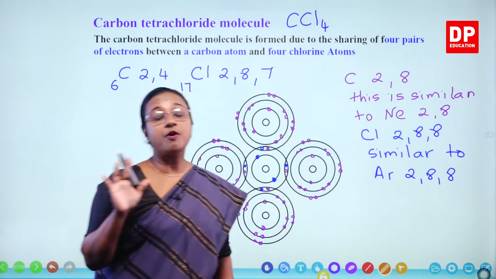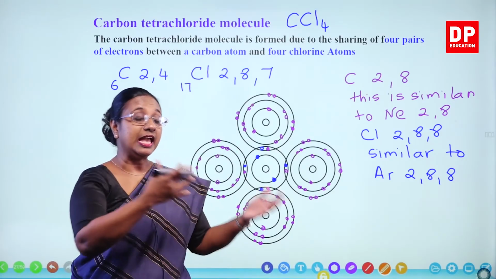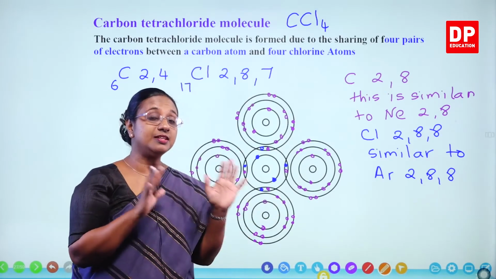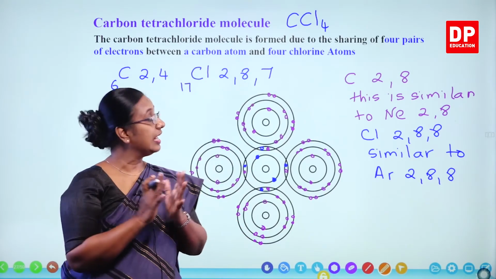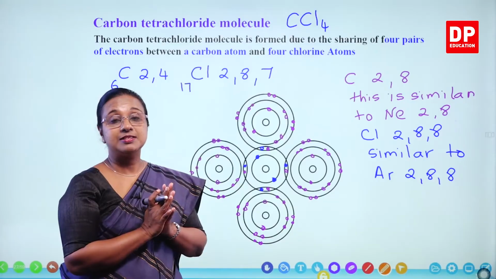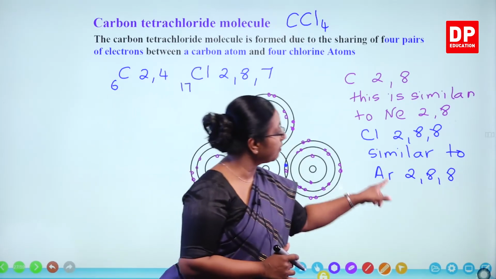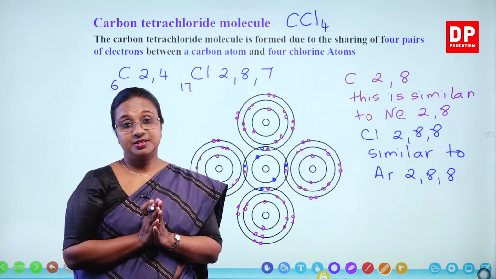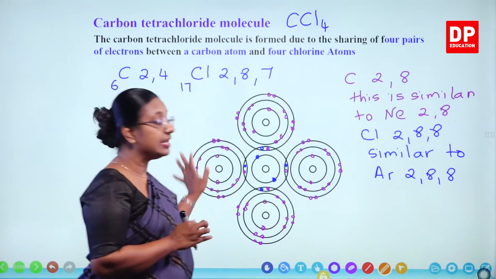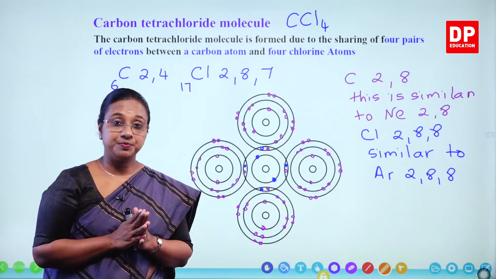So, once they form the bond, it's not that they gain the electron or lose the electron, they are sharing the electrons. But after sharing, when they have complete energy levels, they resemble one of the noble gases. Is that clear to you all, students? So, you should be able to identify that as well.